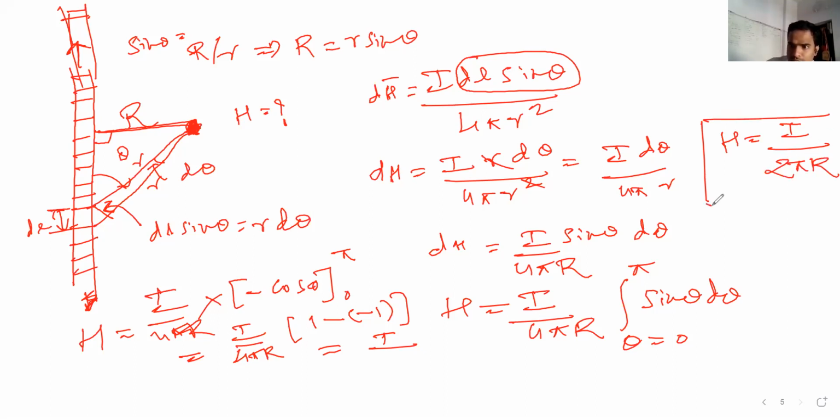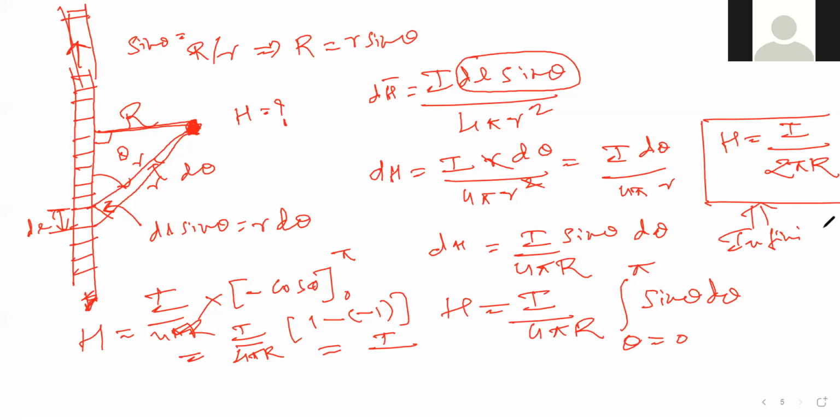Okay, this is the formula. I by 2 pi r. Very good. So this is the H for an infinitely long conductor. This is the H because of an infinitely long conductor. Okay.